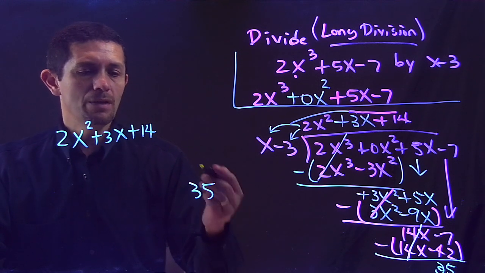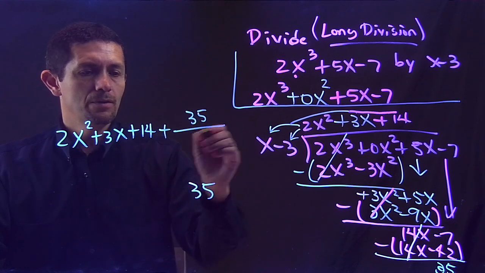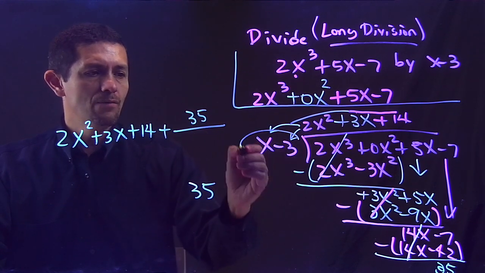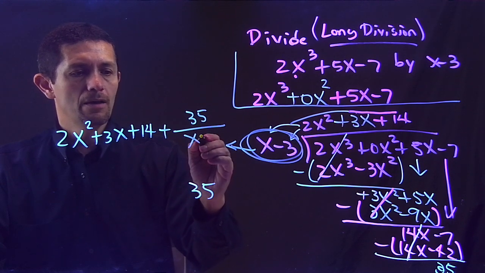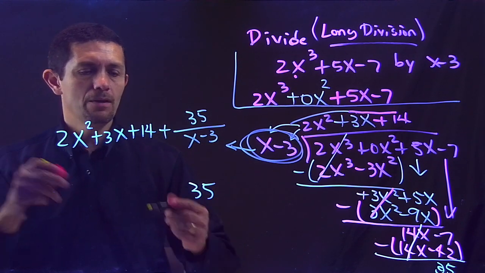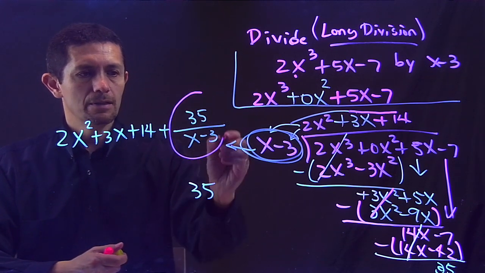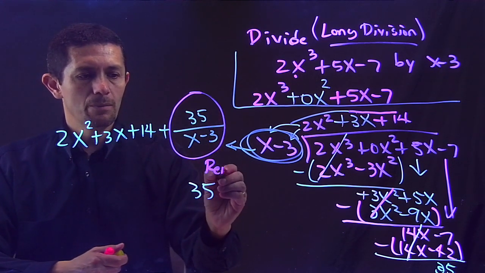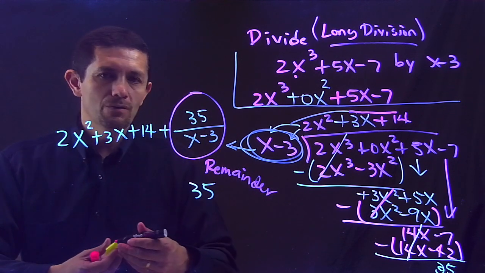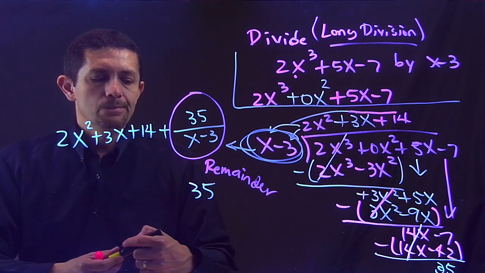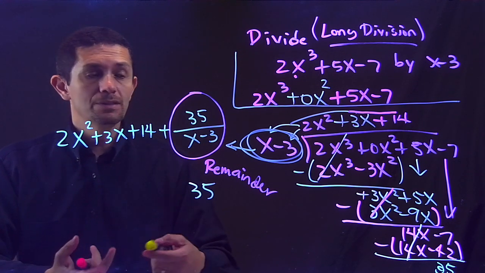How do we write the remainder? We always put a plus 35 over whatever we're dividing by. That goes over here, x minus 3. And this little piece on the back, this is your remainder. That's how you write your remainder. This is kind of the trick of the part where we make the most mistakes. So this is how you write your answer.